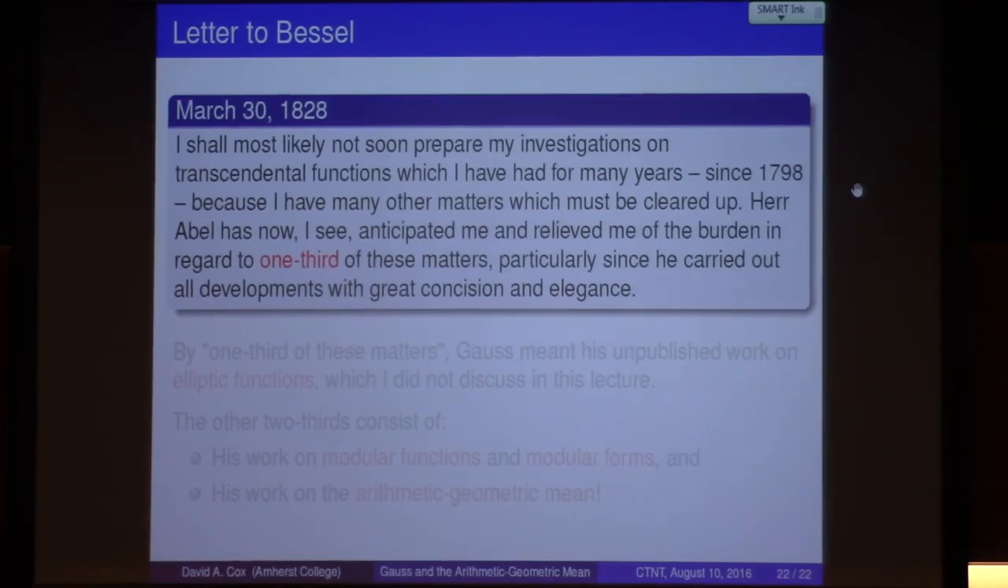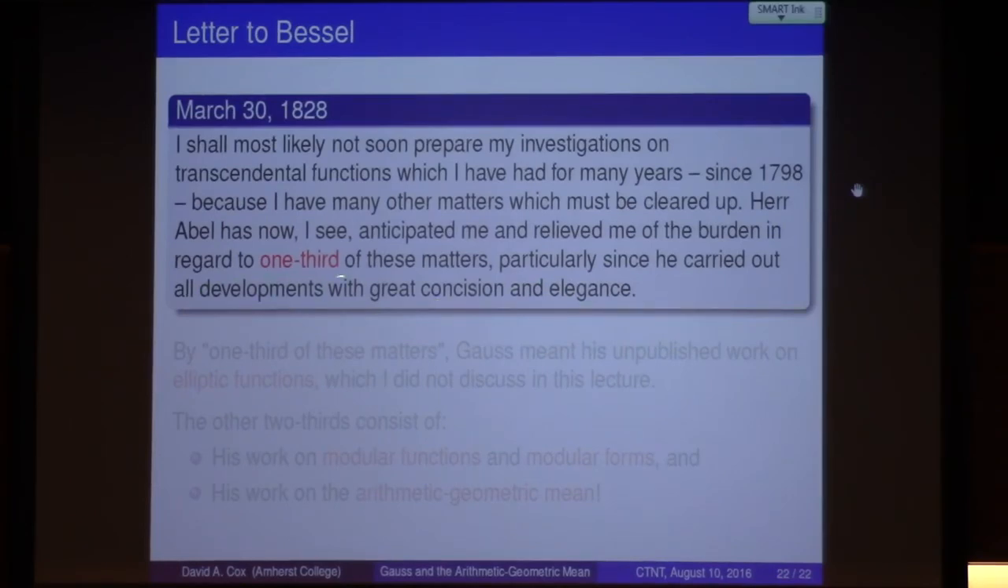But it turns out that in the meantime, basically just a few years before the letter, Abel had started doing his work on elliptic functions, and that was this wonderful idea about, instead of elliptic integrals, you look at the inverse functions, which are elliptic functions, and of course elliptic functions are then the things that parameterize the elliptic curves that you're studying. And so Abel and also Jacobi did a lot of really important stuff on this. And so Gauss says, "Herr Abel has now, I see, anticipated me in relieving the burden with regard to 1/3 of these matters, particularly since he carried out all developments with great precision and elegance."